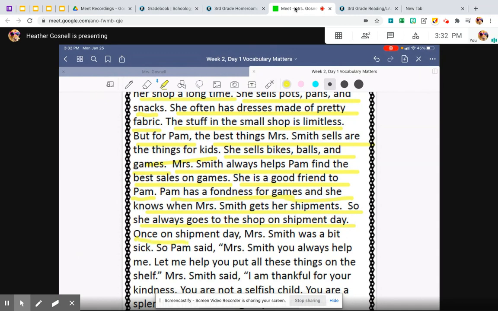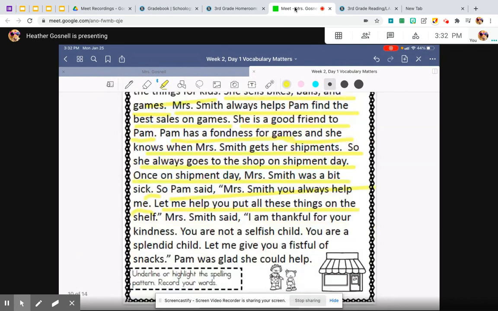Once on shipment day, Mrs. Smith was a bit sick. So Pam said, Mrs. Smith, you always help me. Let me help you. Put all these things on the shelf. Mrs. Smith said, I'm thankful for your kindness. You are not a selfish child. You are a splendid child. Let me give you a fistful of snacks. Pam was glad she could help.